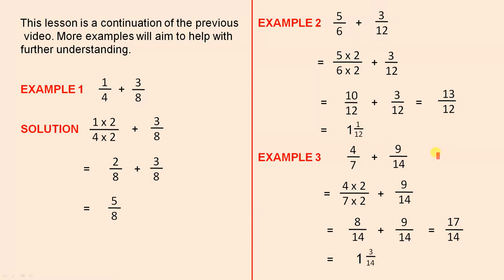Example 3, 4 over 7 plus 9 over 14. To change this denominator here to a 14, multiply top and bottom by 2. 2 4s are 8, 2 7s are 14. So here's our new sum, which gives us 17 over 14. 14 into 17 goes once, with a remainder of 3. So it's 1 and 3 over 14, and that's the answer.